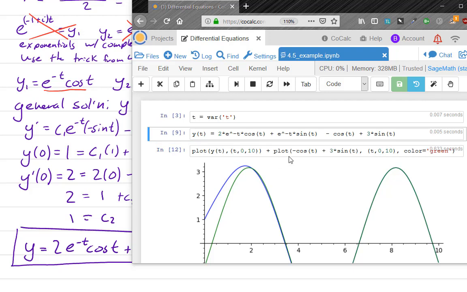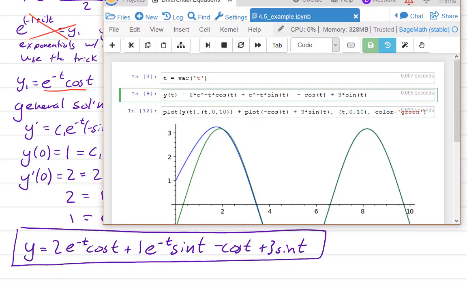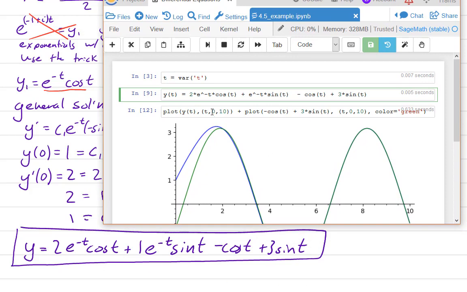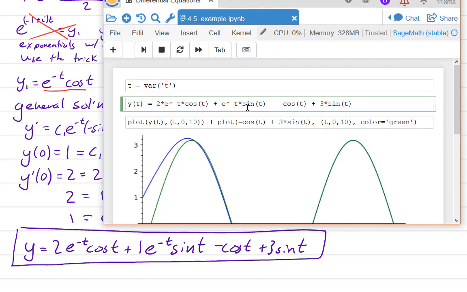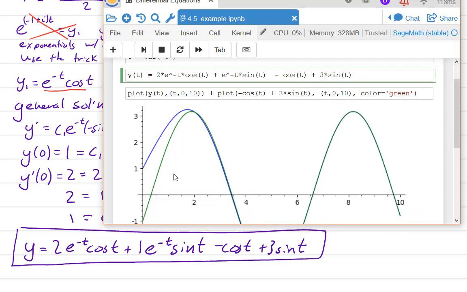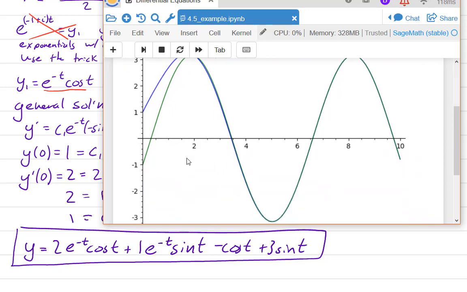So the first thing you got to do is, if you're saying that this function y of t is a solution, we got to plug it in like so. 2 times e to the negative t times cosine of t, yada yada, until you get to the 3 times sine of t. And by the way, this isn't just good for checking your answers, but you can imagine if this was a real world sort of problem, you might want to know what a graph of this looks like, so you can make a graph.